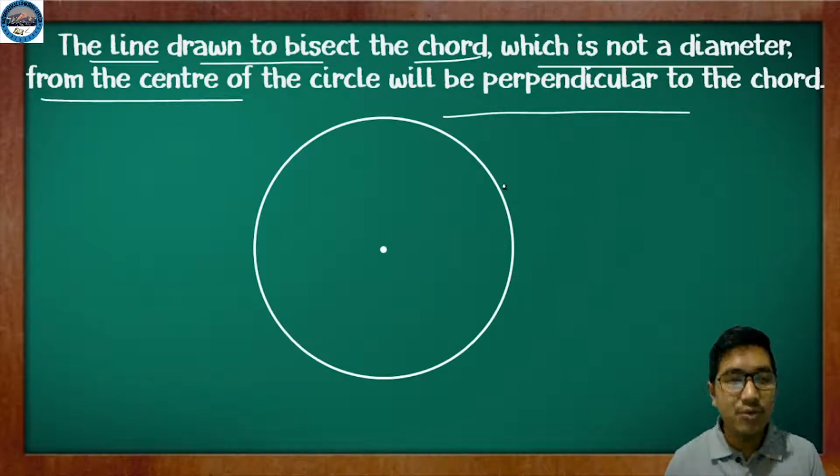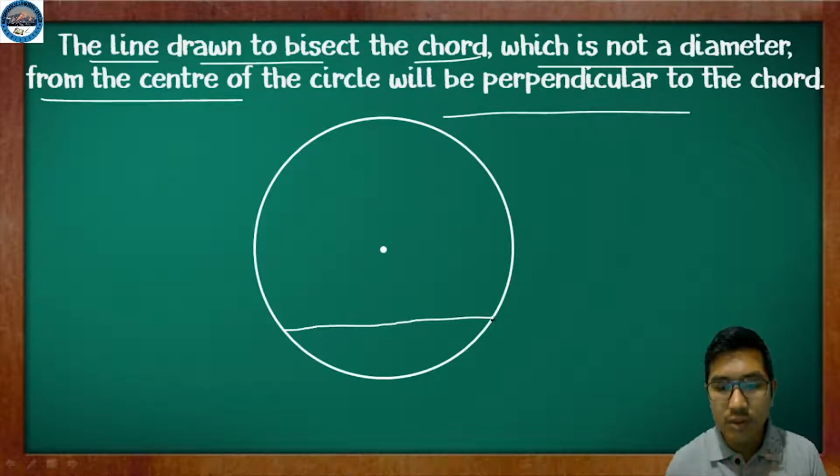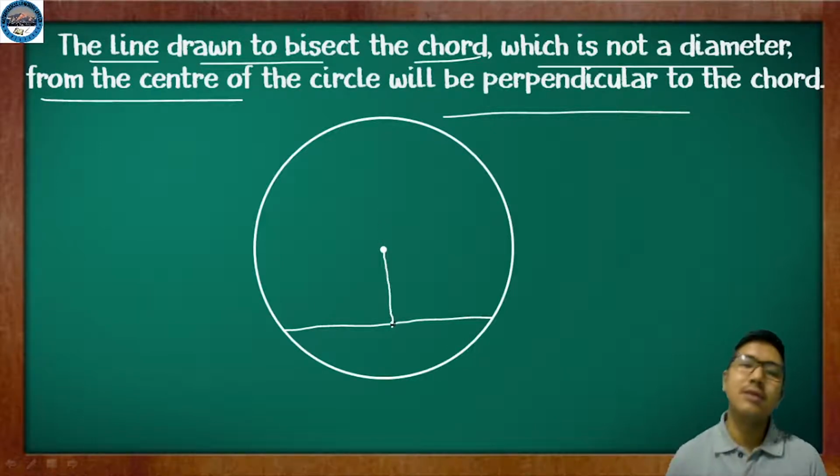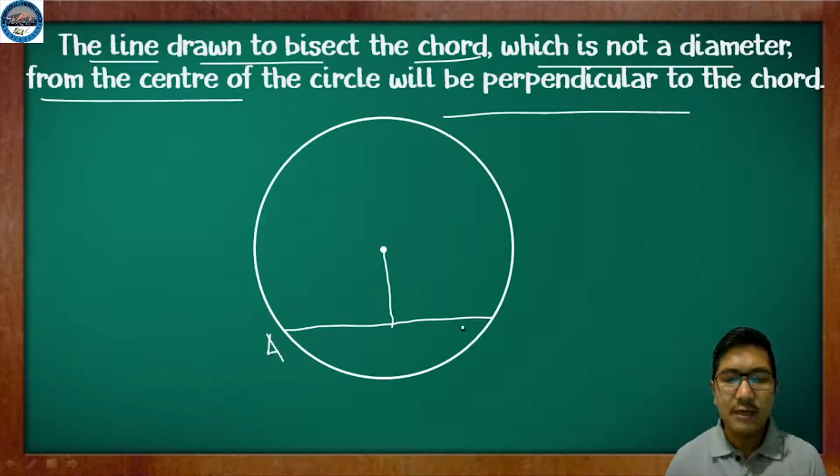So a line is being drawn to bisect the chord. Suppose there is a chord like this, okay, this is the chord, and there is a line which is being drawn to bisect the chord, and that should be from the center. Suppose this is the line. Now this line that bisects, suppose this is A and this is B. So this is AB, and from the center O we are drawing a line that divides AB into two equal halves. Suppose this point of intersection is D, that means AD will be equal to DB.